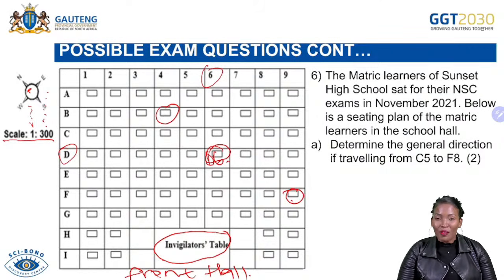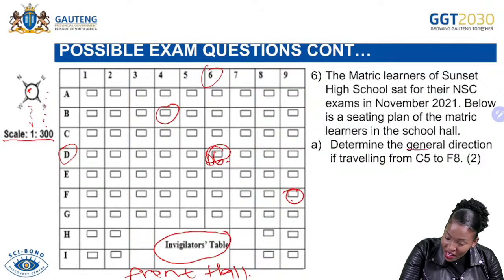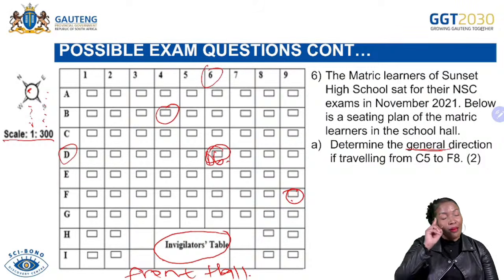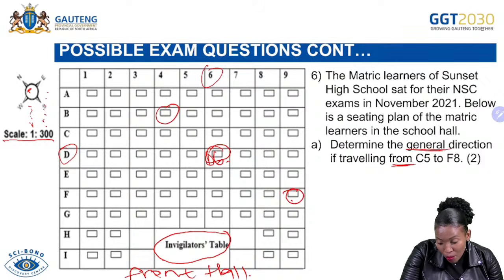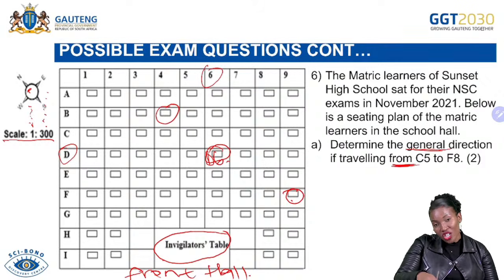Now, let's go to our questions. A, determine the general direction. Guys, when you see the word general, you think compass. Determine the general direction if traveling from C5 to F8. Another confusion: when you say it's from, that is your position. That is where you are at. That is where you are going to draw your compass direction.